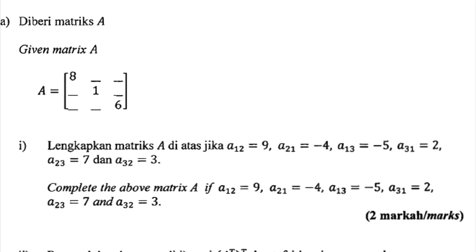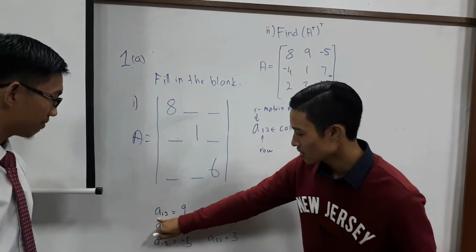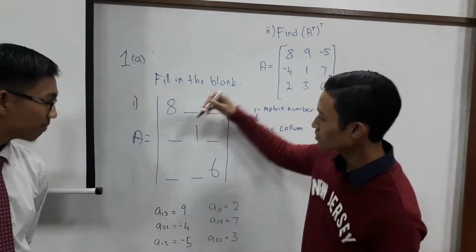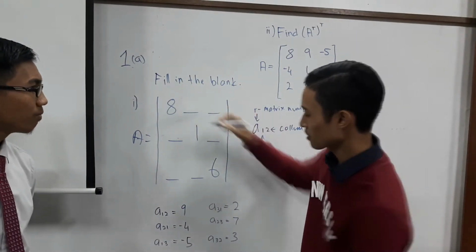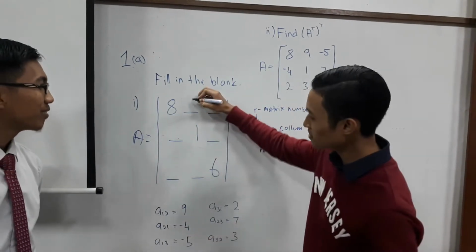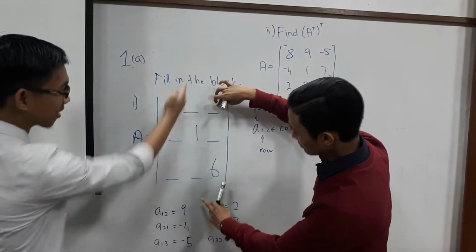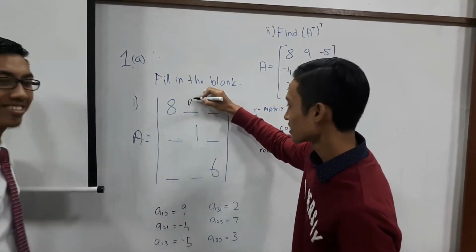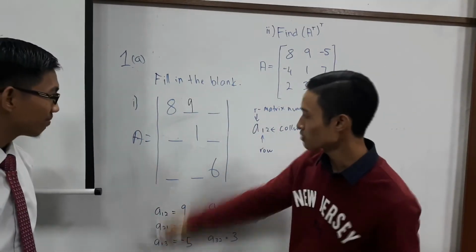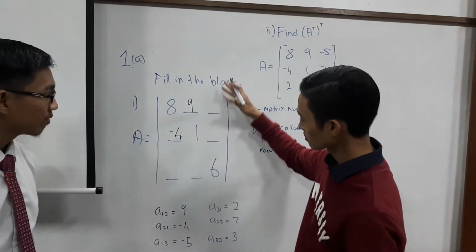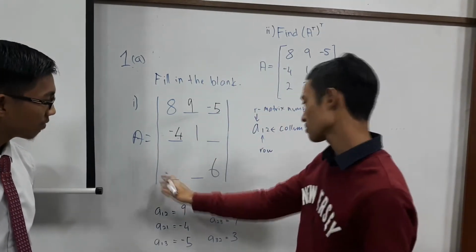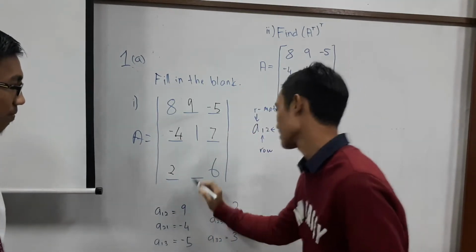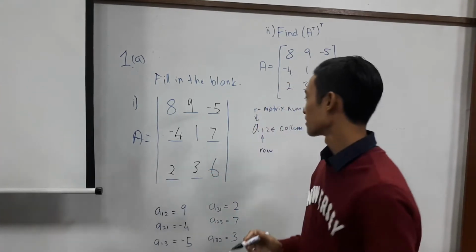We know that this thing is given A, with the coordinate 1, 2. 1 refers to the row and 2 refers to the column. So row 1, column 2 is 9. And the last one, 3, 2 is here. Okay, simple enough.